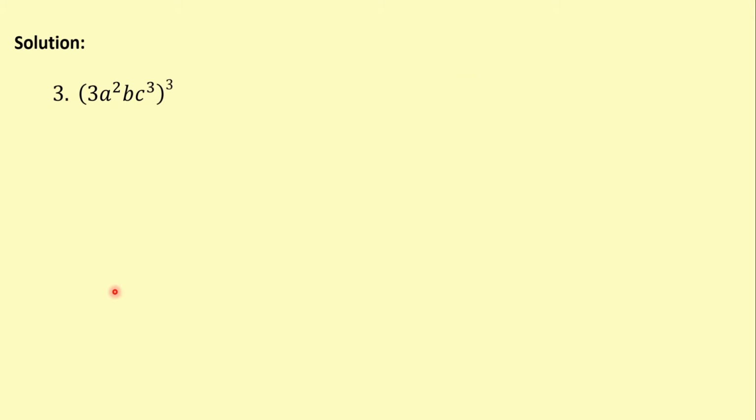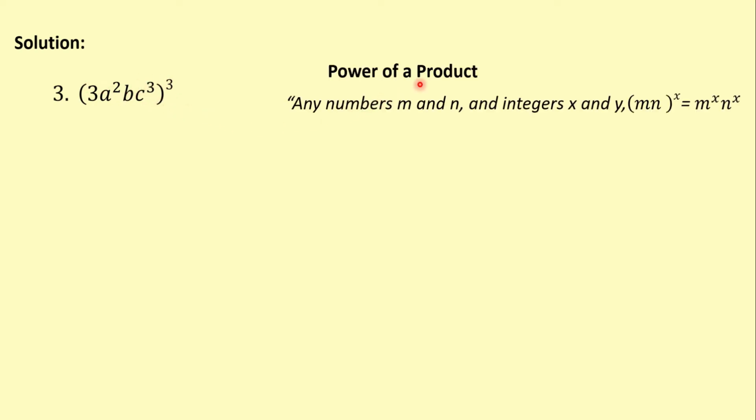Okay. For number 3, 3 squared b c cubed to the power of 3. So, ito naman, naka-multiply naman sila. Gagamit naman tayo ng power of a product rule. So, ito naman 'yun. Any numbers m and n and integers x and y, m times n to the power of x is equivalent to m to the x times n to the x. So, di-distribute lang natin ulit 'tong exponent dito. Okay? So, 'yun na. Distribute na natin. 3 cubed, a squared cubed, b cubed, c cubed to the power of 3. So, distribute lang natin yung 3 isa-isa dito.